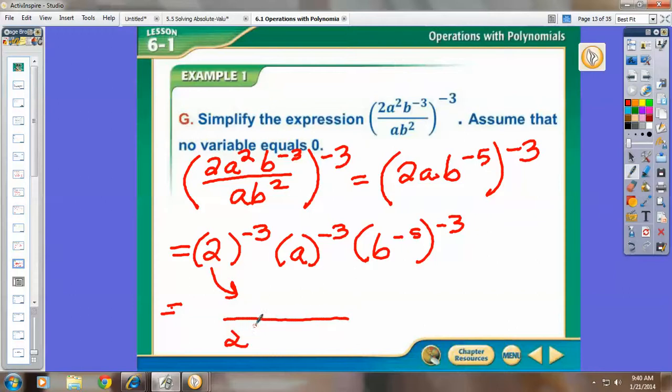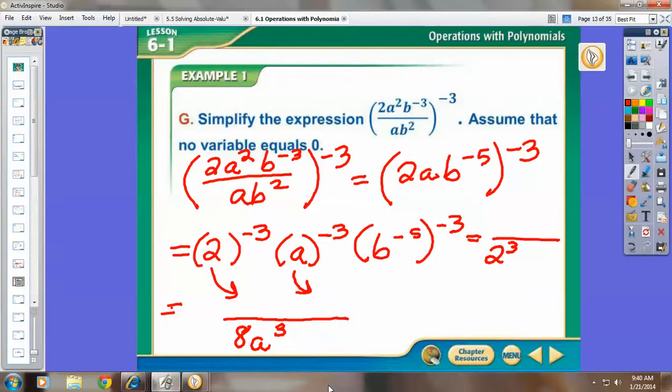Well, what is 2 to the negative 3? 2 to the third power. 8. Can I go ahead and replace it with 8? It's not going to be negative 8 because it's really going to be 2 to the third power. 2 times 2 times 2. It's not going to be negative 8. So change your sign. Now, a to the negative 3, that's also going to go down to the denominator, isn't it? So we have a to the positive 3 power.